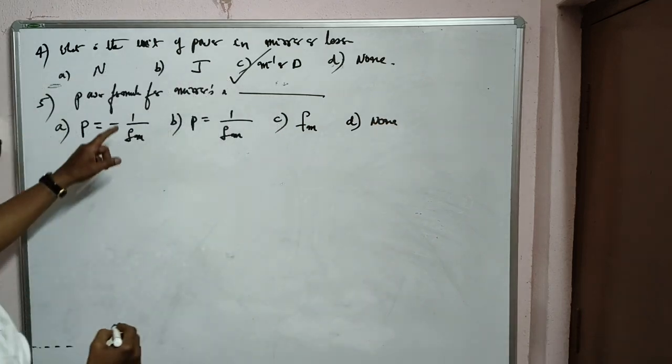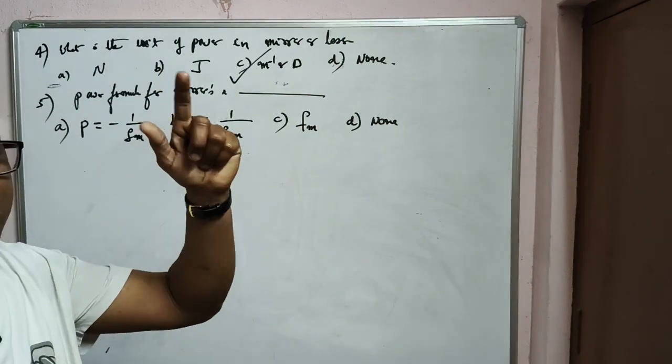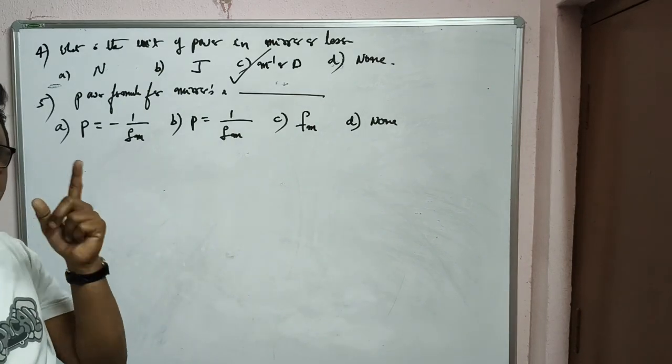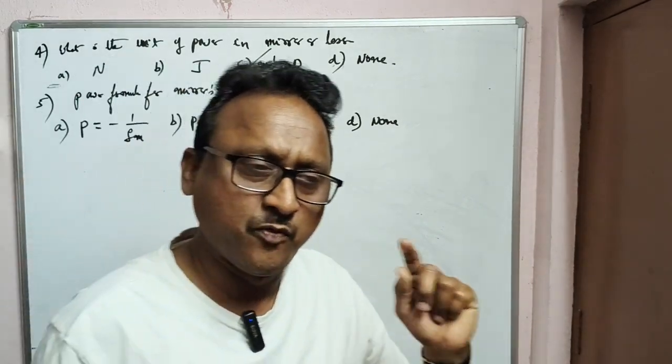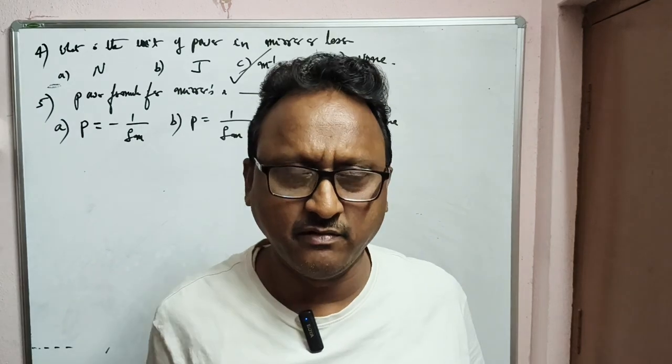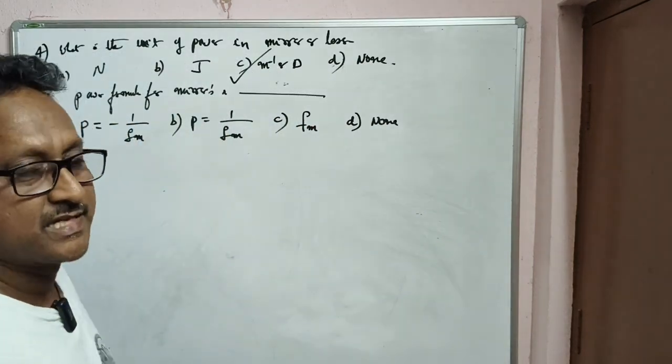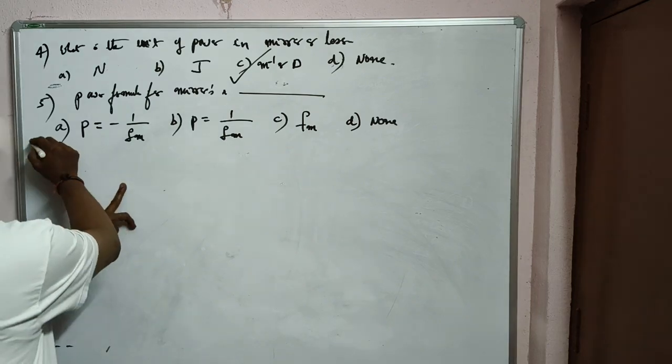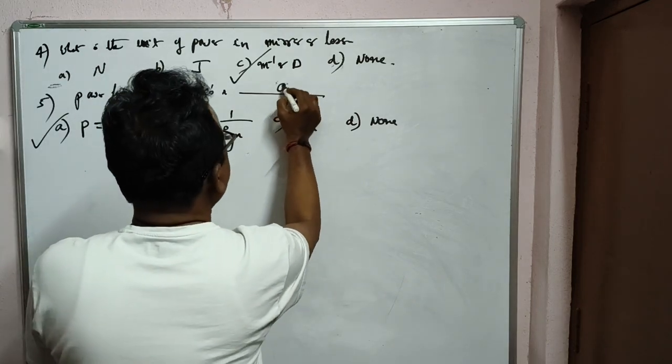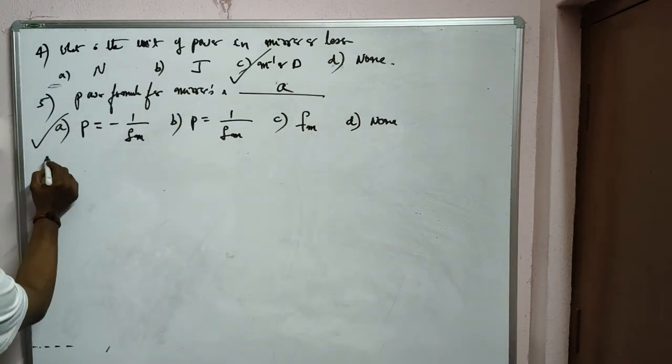I told you regarding the mirrors and lenses separately. For lenses and for all converging, power is positive, and for all diverging, power is negative. But power for mirrors is minus 1 by F in meters. So A will be the answer, please. You have checked also that one.